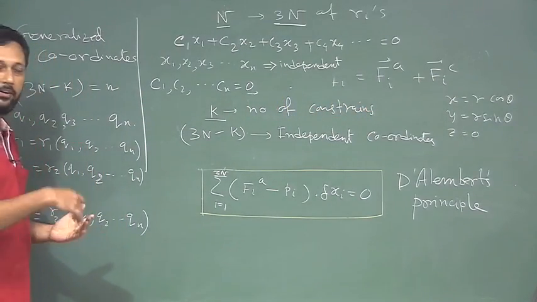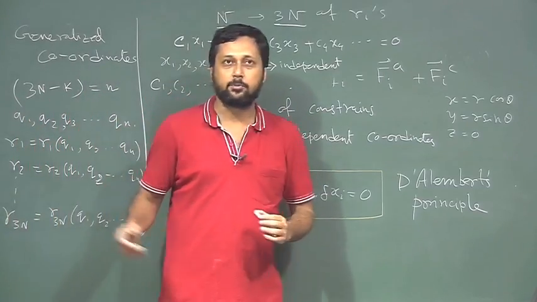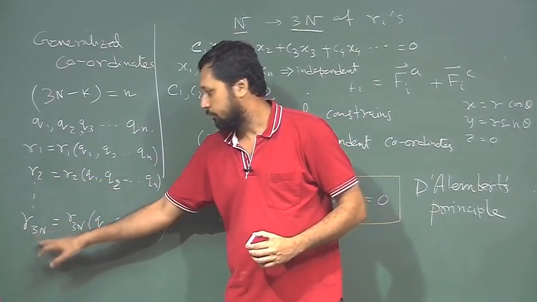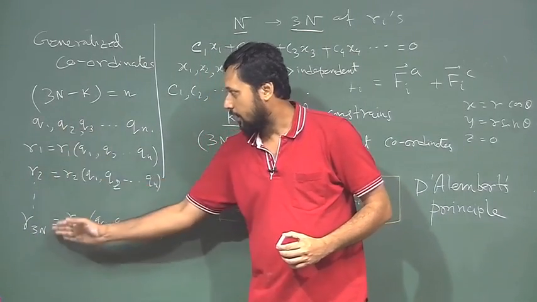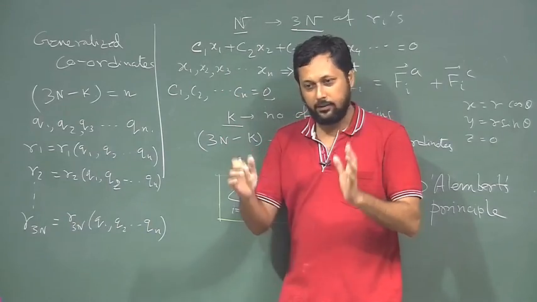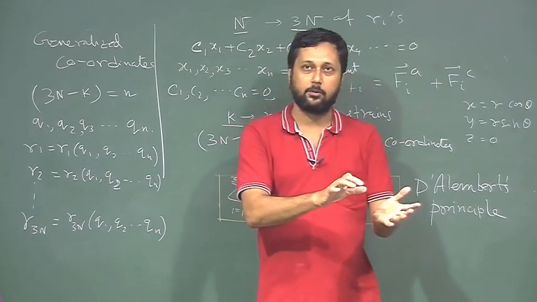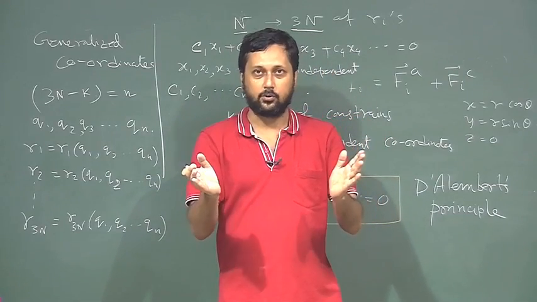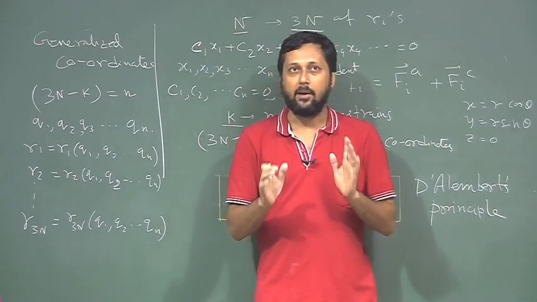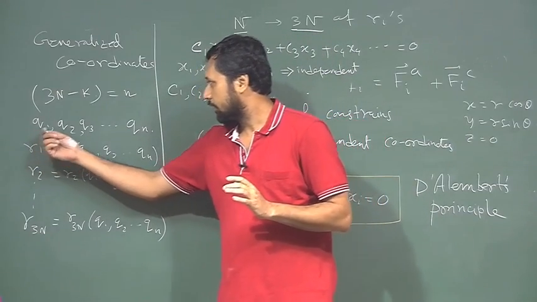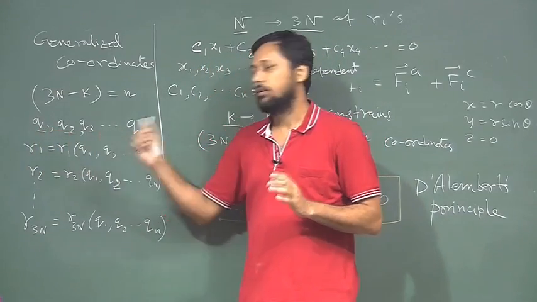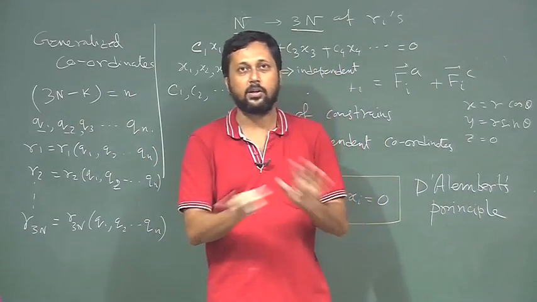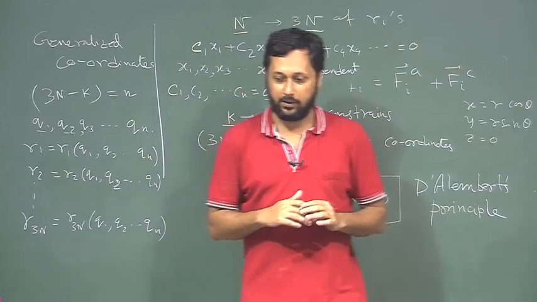Similarly, we can have reverse transformation equations. We can express q1 in terms of r1, r2, r3 up to rn, q2 in terms of all the R's, and so on. So, a set of transformation and reverse transformation exists, which connects the standard orthogonal coordinates with the generalized coordinates. I am not saying that it is important for the q1s and q2s to have a dimension of length or angle, but there has to be some relation. They cannot be totally disconnected. This relation is very important.